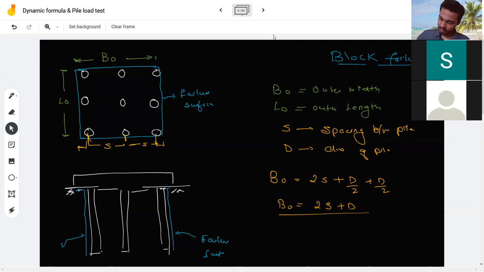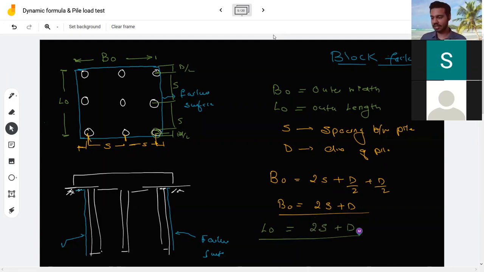In the similar way, for this particular sum, can I compute my L0? This is my spacing between piles, S, और एक पाइल का डायमीटर D है, सेंटर टू सेंटर है, so this would be D by 2, ऊपर का भी रहेगा D by 2. So for this particular example which I have taken, आपका L0 कितना रहेगा? It is equal to 2S plus D, where S is your spacing and D is your diameter of the pile.